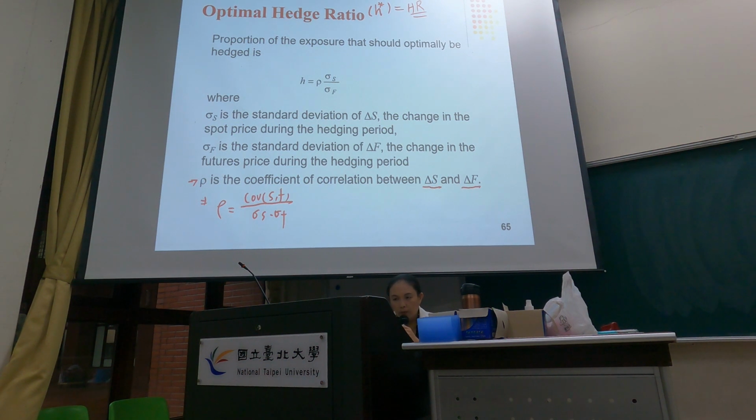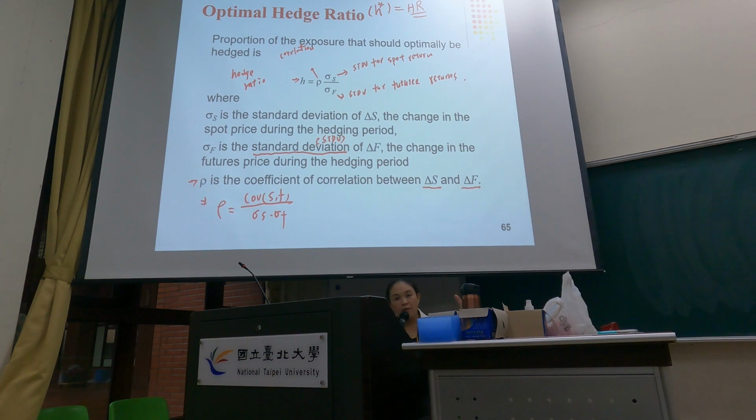So this is the hedge ratio, and then that's the correlation coefficient, 相关系数, okay? And that's the standard deviation for spot return. And that's the standard deviation, STDV here, okay, standard deviation for futures return.